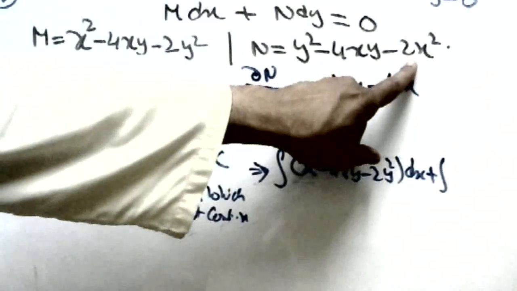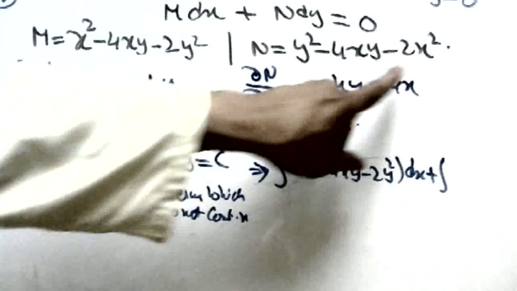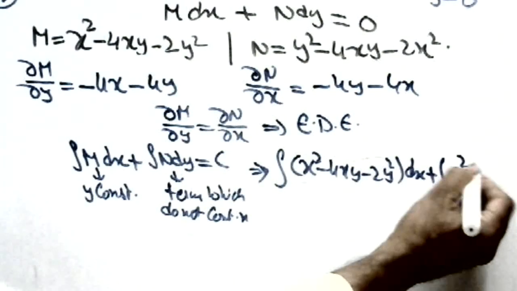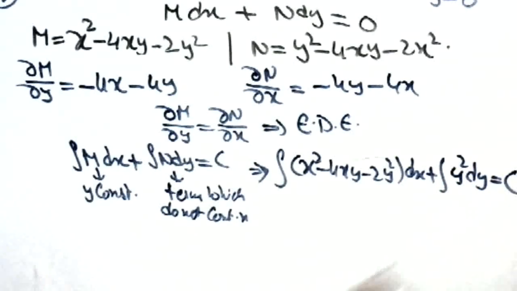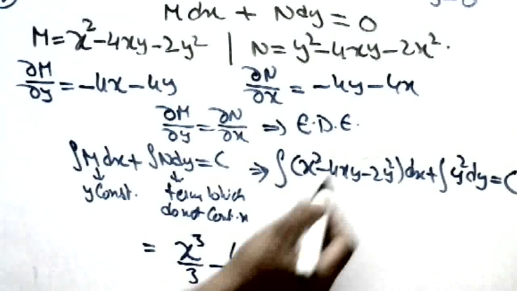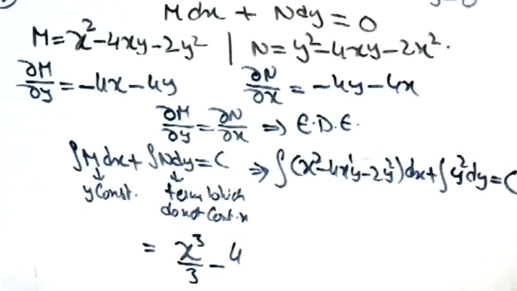This contains x, so we do not take it. This value also contains x, so we do not take x. So the only term left is y square dy equals c. Now let me continue here. Integration of x power n is x power n plus 1 by n plus 1. So 2 plus 1 is 3, x cube by 3, minus 4 into integration of x power 1, x power n plus 1 by n plus 1, 1 plus 1 is 2, by 2.